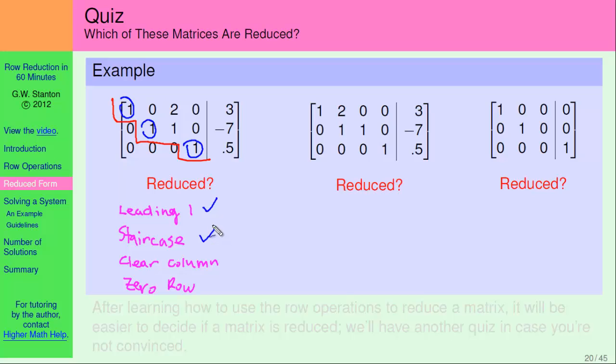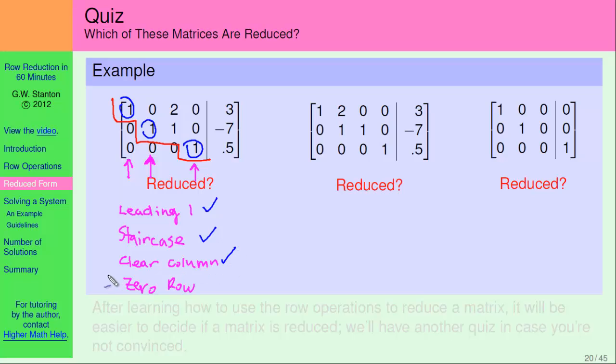And each column with the leading one, the first column: all of the other entries besides the 1 are 0. It's the same in the second column. We have all zeros except for the leading 1, and the same thing in the third column. So that is okay.